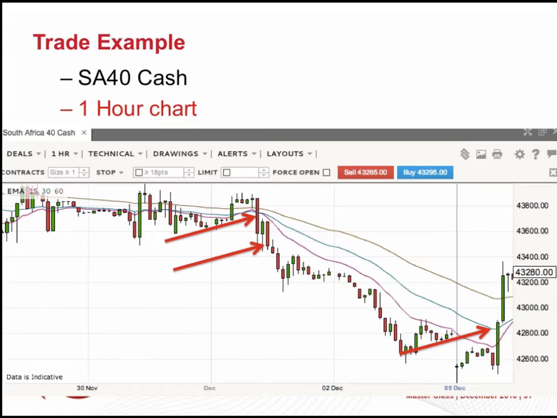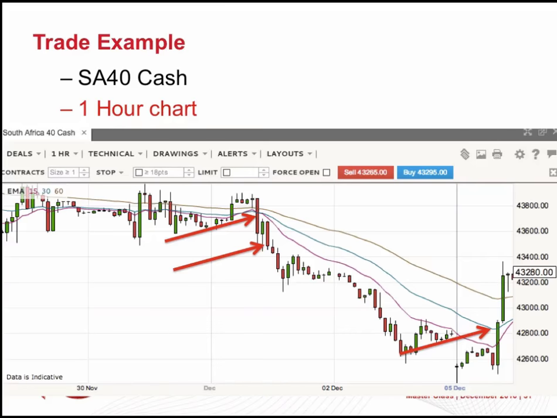Another example, SA40, 1 hour chart. I grabbed it yesterday. This happens to come from last week. IG won't let me have pretty colors, so I've got purple and pink and stuff like that. My colors are all wrong, but trust me. You hit the technical, you go to the EMA, you put your 15, your 30, and your 60. There they are, 15, 30, 60. So my 30, which is that bluey line, is below the 60, which is the orangey line, and the pink one is my 15. So there's my big candle down, which gives me a trigger.